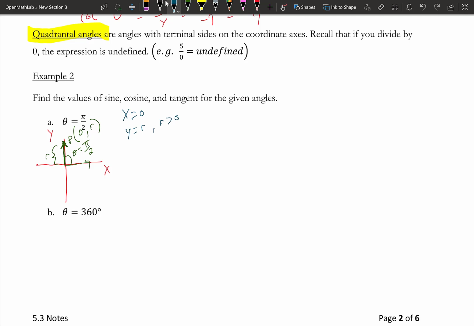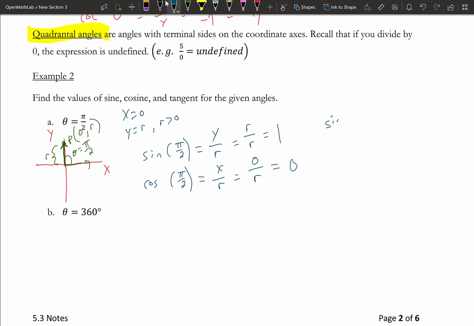So then we're just finding the 3 trigonometric functions: sine, cosine, tangent. Sine of pi over 2 is going to be equal to y over r. But y is equal to r, so we could substitute that in and get r divided by r, which of course would just give me 1. So sine of pi over 2, sine of 90 degrees, is equal to 1. Cosine of pi over 2 is x over r. My x value is 0, and that would be divided by r, which I know is non-zero, so this expression would be equal to 0. So cosine of pi over 2 is 0.